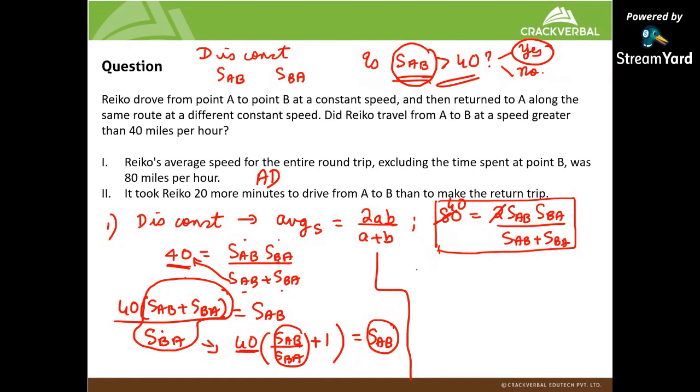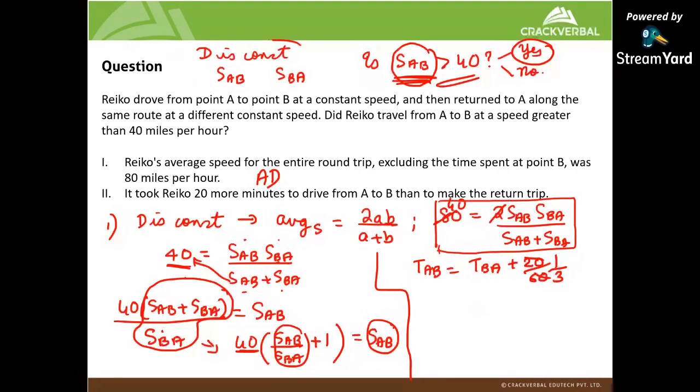Now let's take the second statement. The second statement says, it took Raiko 20 more minutes to drive from A to B than to make the return trip. So the time of A to B is going to be the time from B to A plus 20 minutes. 20 minutes is 20 by 60, which is 1 by 3. So they're telling me the time from A to B is equal to the time from B to A plus 1 by 3. But the question is asking for the speed of AB.